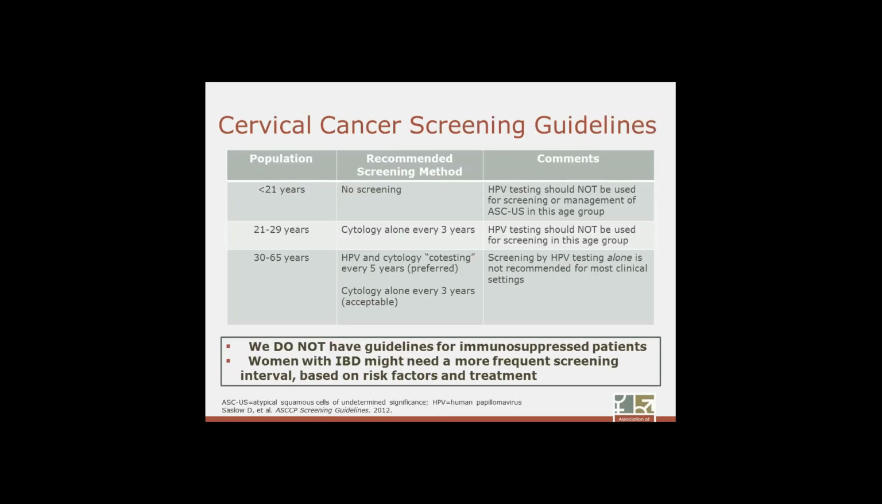In terms of screening for cervical cancer in IBD, the updated guidelines were published in 2012 by the American Society for Colposcopy and Cervical Pathology in conjunction with the American Cancer Society and the American Society for Clinical Pathology. As noted in this table here, no screening is recommended for women under 21 years of age. Cytology alone is recommended every 3 years for women 21 to 29 years of age, and cytology alone every 3 years is acceptable in women 30 to 65 years of age. However, HPV and cytology co-testing every 5 years is preferred in this population. I would like to emphasize that HPV testing is not recommended for screening in any of the age groups.